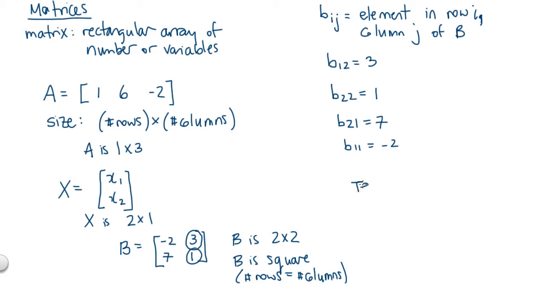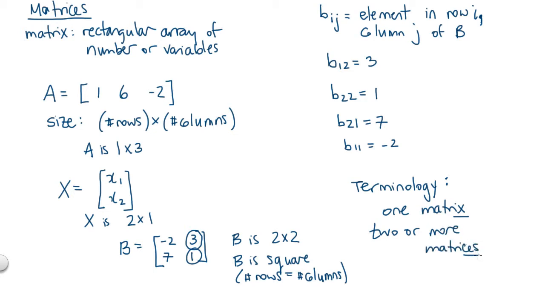Now, just a little bit of terminology here, since we are getting into our discussion of matrices. Notice that we say one matrix, but if we want to pluralize that, we say 2 or more matrices. So just a little bit of terminology that might be helpful as we're going through this section.